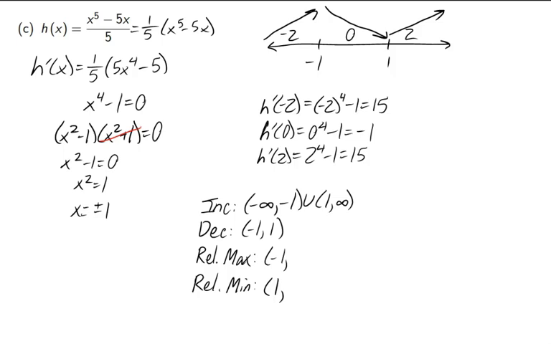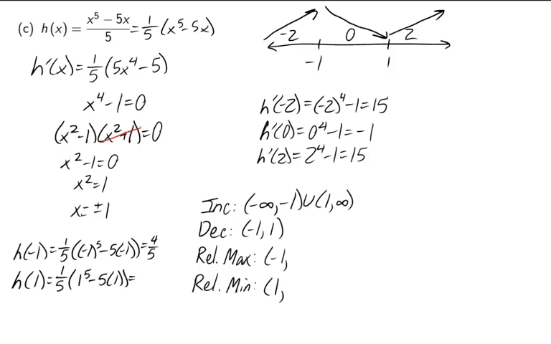And then to plug these in to the original function, we can get our y values. H of negative 1 is 1/5 times negative 1 to the 5th minus 5 times negative 1. That's negative 1 plus 5 is 4, so I get 4/5. A little bit of a fraction work there, but you guys can handle it. The last one is 1 to the 5th minus 5 times 1, so I this time get negative 4/5. 4/5 goes with my max. Negative 4/5 goes with my min. And this is my final answer.